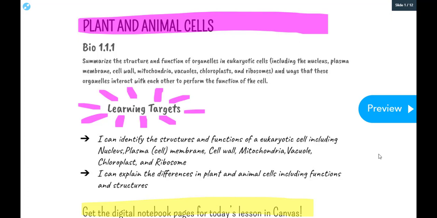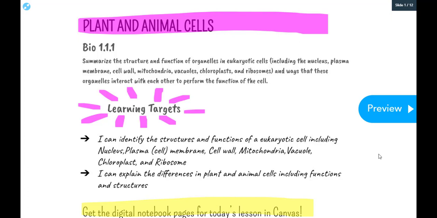And then the second learning target, I can explain the differences in plant and animal cells, including functions and structures. So being able to look at a description or see a picture or model of a plant cell and know that that's a plant cell and know why it's a plant cell. Same thing with animal cells, right? Being able to look at a picture or description and knowing it's an animal cell and give some evidence as to why.